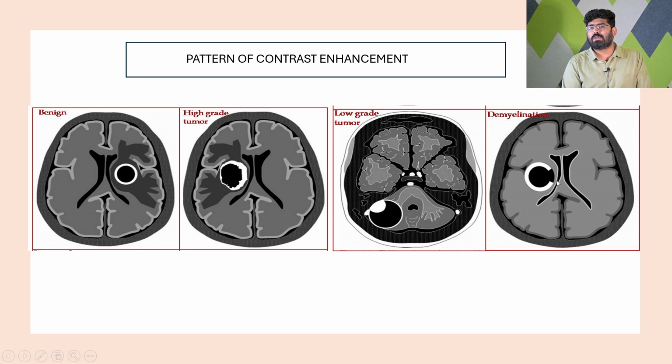And this is the incomplete ring enhancement, which is commonly seen in demyelination, like MS, tumefactive demyelination. Always remember the open ring. The opening of the ring is towards the cortex.